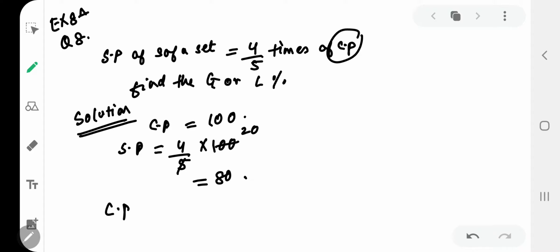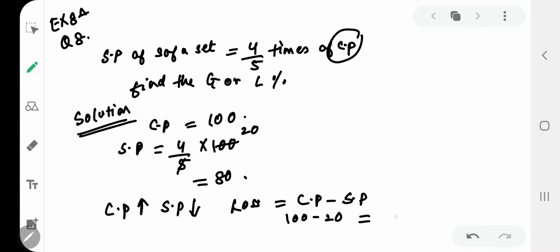Now if your CP is greater than SP, that means you're suffering a loss. And loss is CP minus SP. That is 100 minus 80, and that will be 20. So in a way you got 20%. Directly I am putting a percent because I have taken CP as 100, so I don't need to find it again.